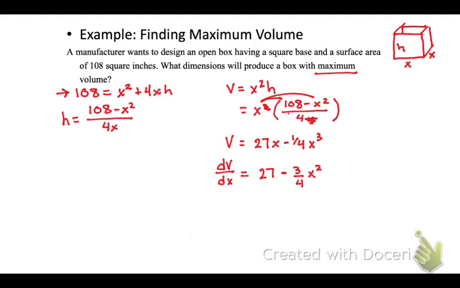Okay, so now that is the derivative. So I need to set my derivative equal to 0. Well, if I set it equal to 0, that makes the 3/4 positive, doesn't it?